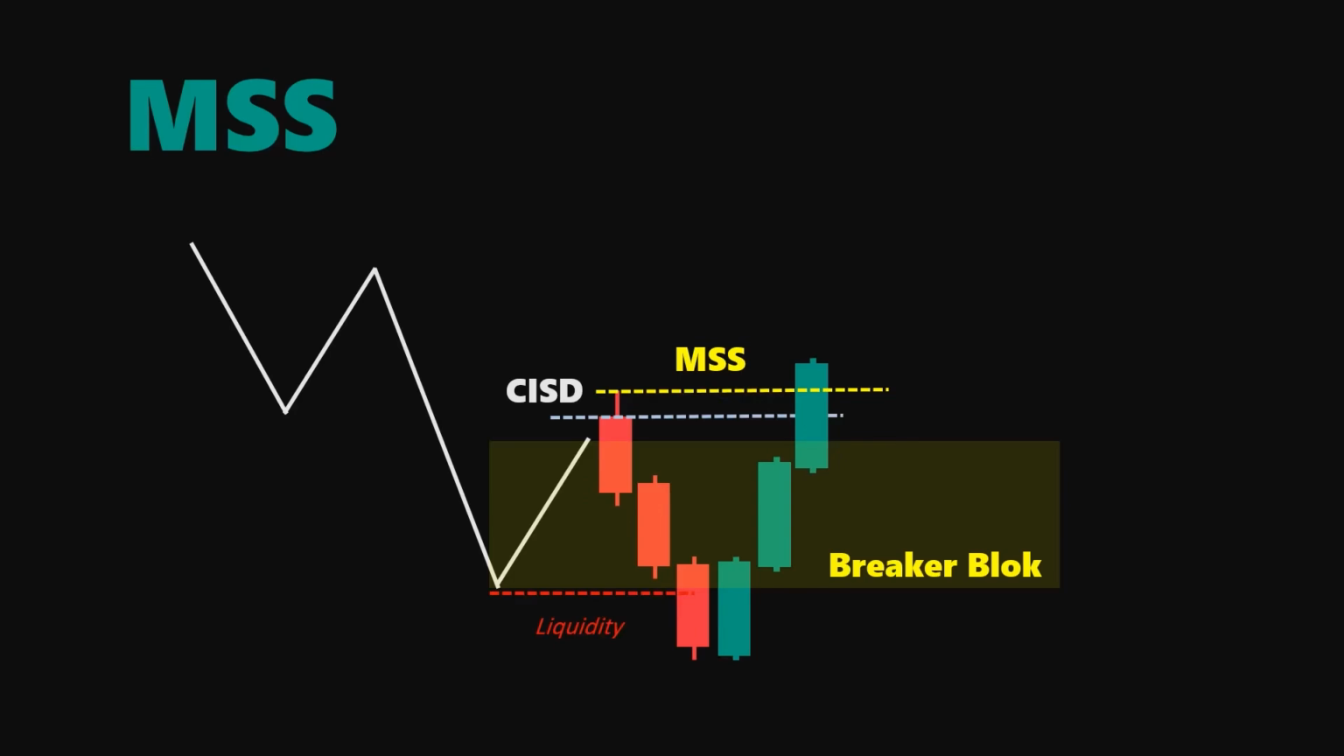And here's where it gets even better. If there's a fair value gap within that breaker block, you've just found something special. It's called a unicorn entry model, a high probability setup where the breaker block and FVG line up beautifully. When that happens, it can be a great spot to enter a trade in the direction of the new trend.